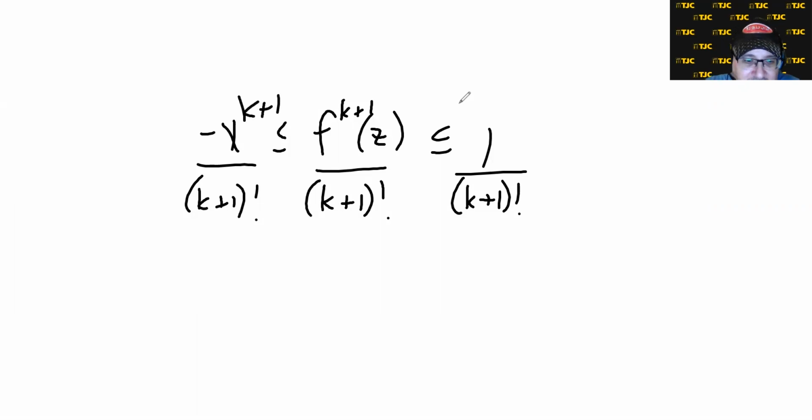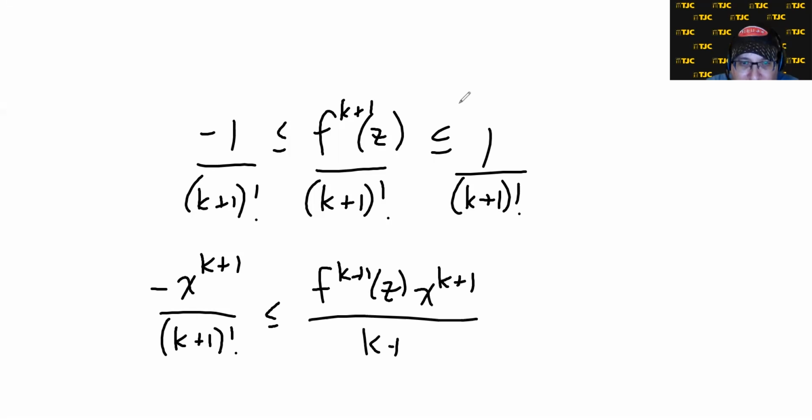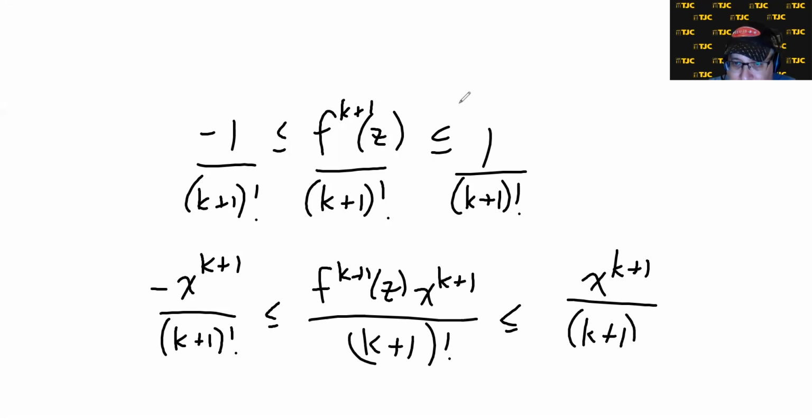Really squeezing things in there. Let's not do that. Let's just rewrite it. Negative x to the k plus 1 over k plus 1 factorial is less than or equal to the k plus 1 derivative evaluated at z times x to the k plus 1 over k plus 1 factorial, which is less than or equal to x to the k plus 1 over k plus 1 factorial.